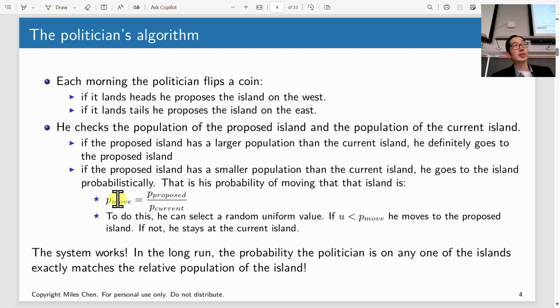Then we will draw a random value from the uniform distribution. And if that value is less than P move, we will go to the proposed island. Okay? And if we don't go to the proposed island, we stay at the current island and do another campaign stop. And so the current location enters as a sample again. And this set of rules works. In the long run, the probability that the politician is on any one of the islands will exactly match your target probability distribution.